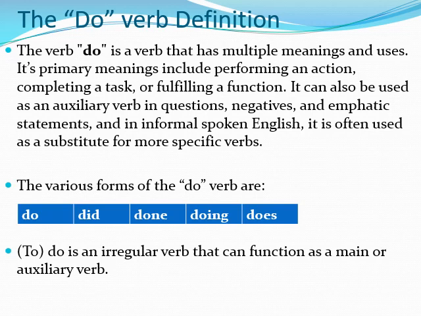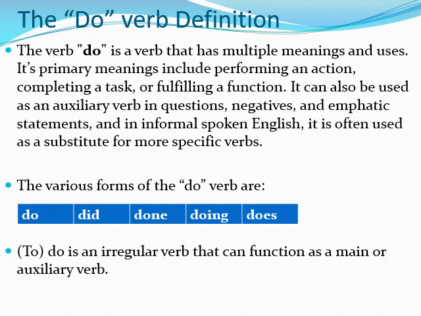I'll read the proper definition though. The verb do is a verb that has multiple meanings and uses. Its primary meanings include performing an action, completing a task, or fulfilling a function. It can also be used as an auxiliary verb in questions, negatives, and emphatic statements. And in informal spoken English, it's often used as a substitute for more specific verbs.